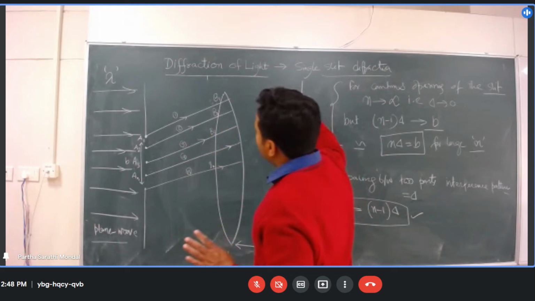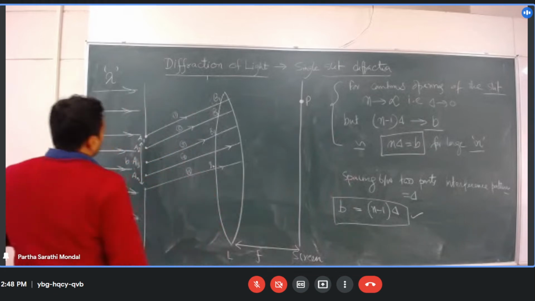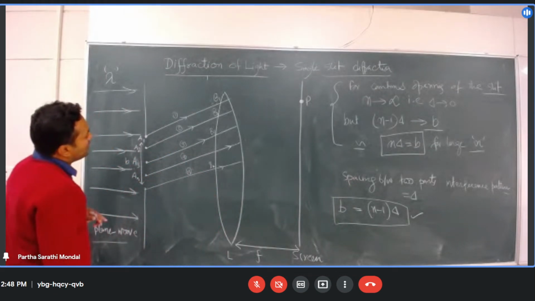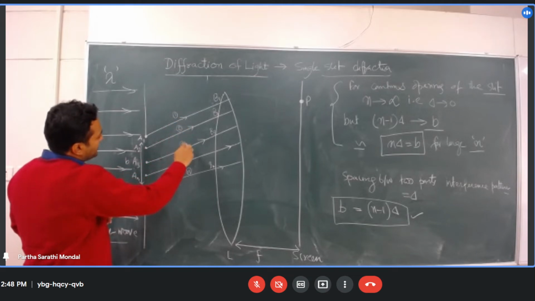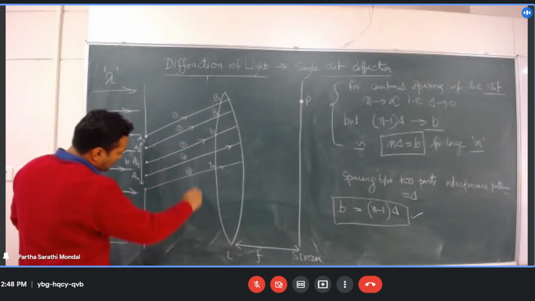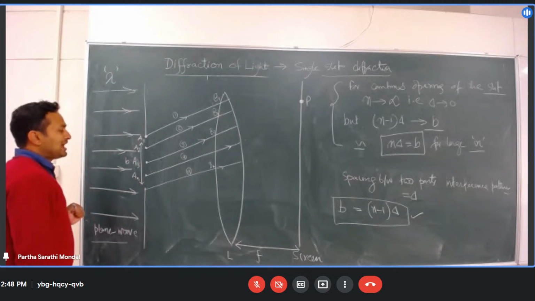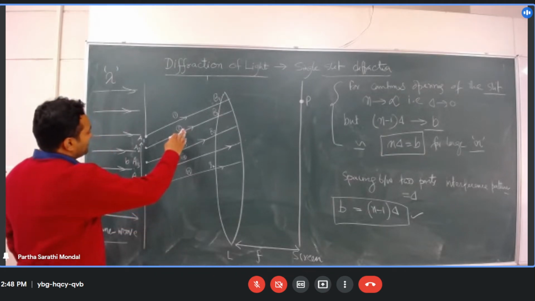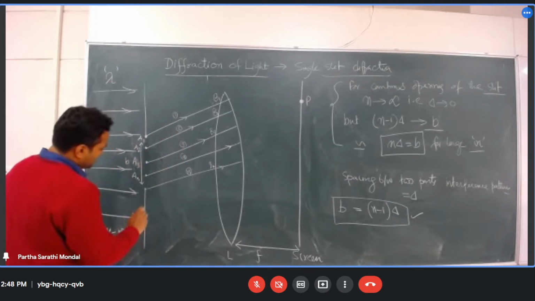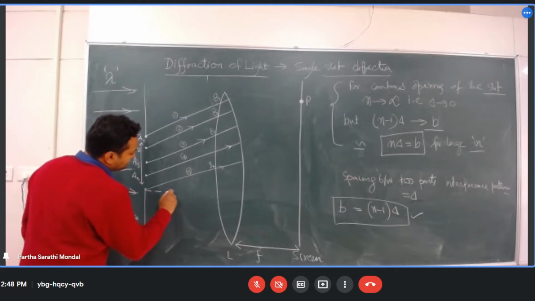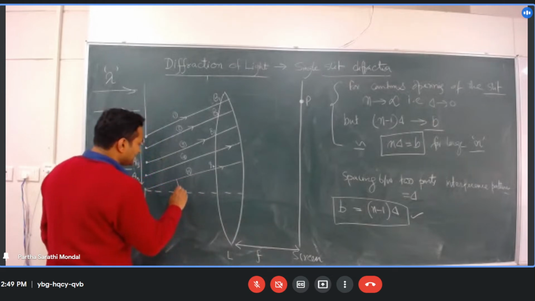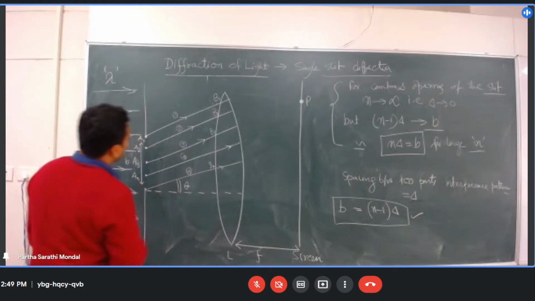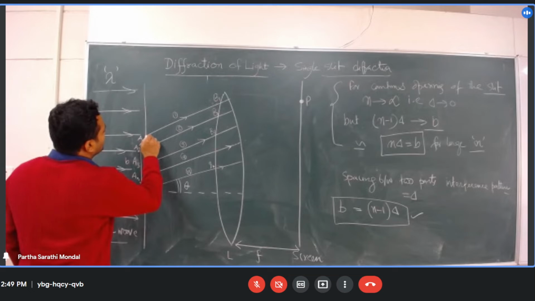Okay, so now what is the meaning of that? That means we have to find out the phase or path difference between 1 and 2, 2 and 3, 3 and 4, and so on like that. So now let's say this parallel beam which is coming out from the slit is making an angle theta with the horizontal axis. Let's say it is theta. Okay, so this will also become theta.